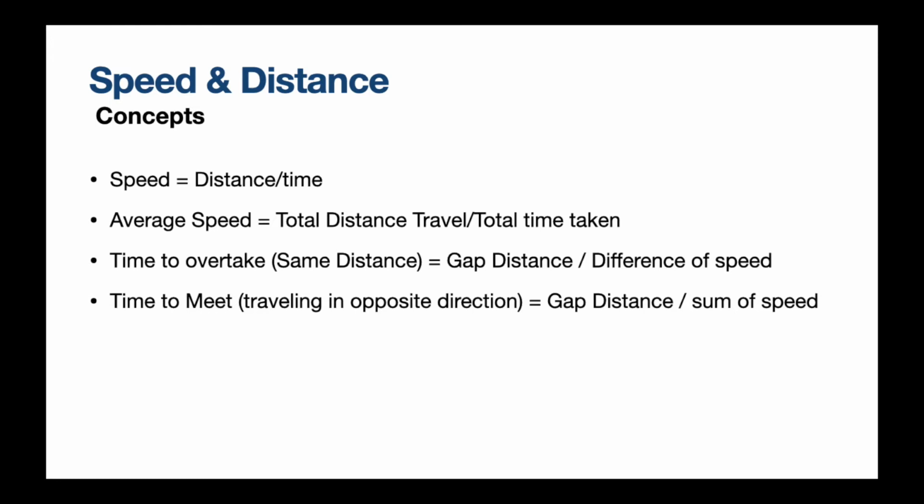And if the two people are traveling in opposite direction, meaning person A is going from C to D, and person B is going from D to C, then in that case, the time taken to meet would be equal to the gap distance divided by the sum of the speeds of the two persons, that is A and B. So these are the very simple concepts which are used in speed and distance problems, and with these concepts I think you can solve almost 100% of the questions.